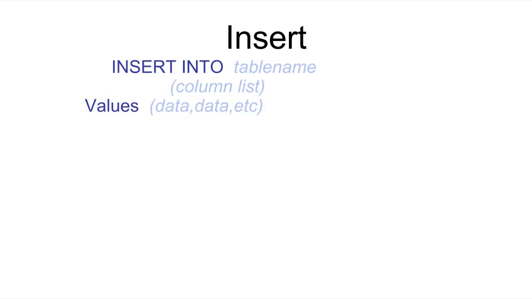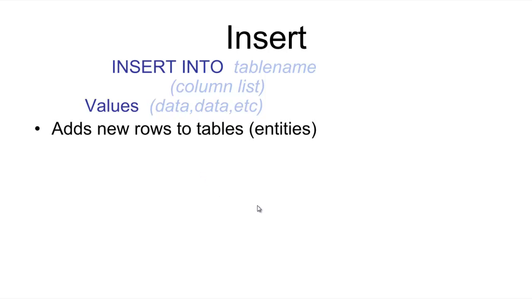So let's take a look at the insert statement. Insert means basically insert into a table, and then you're going to provide a column list of the columns you're going to affect, and then you're going to put the values or the data that you want to insert. This adds new rows to the tables, and every row is an entity because the table itself is an entity set. So every row is unique and it's its own entity.